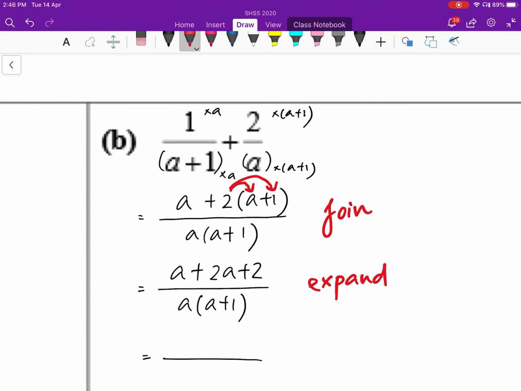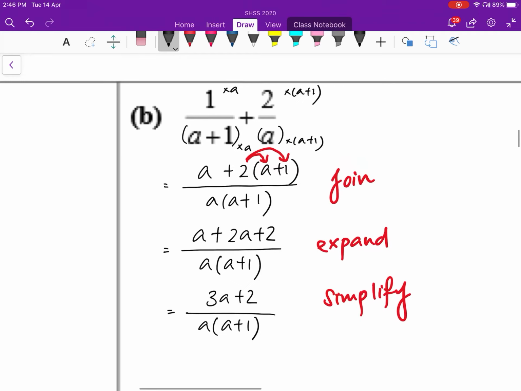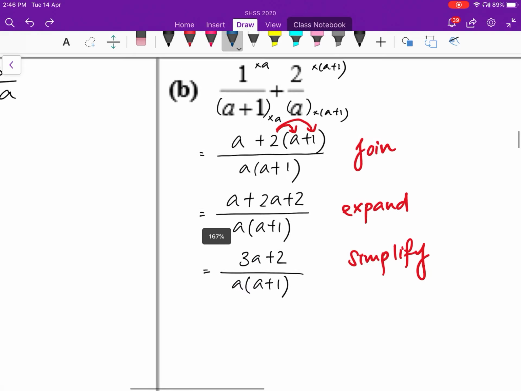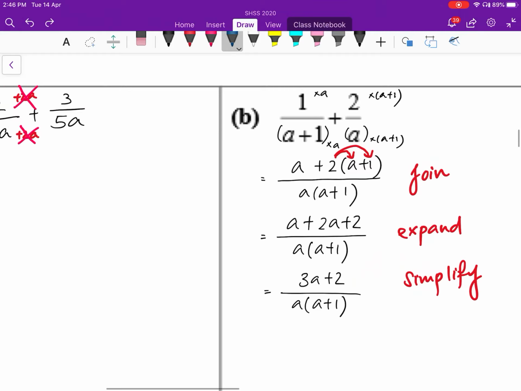Now the last step: join, expand, simplify. I just simplify the numerator. a plus 2a is 3a plus 2 over a plus 1. And done. You cannot do anything like cancel off the a here because there is a plus over here. Please take note, don't make these careless mistakes in the exams. If you are unsure about this question, you may pause the video now and take a look at my working to understand.